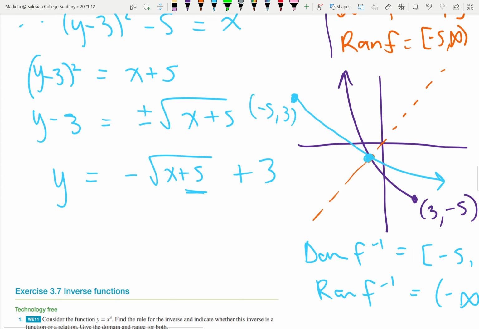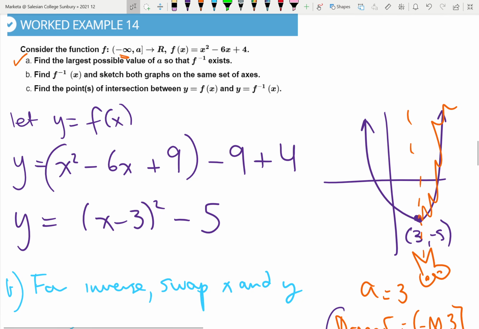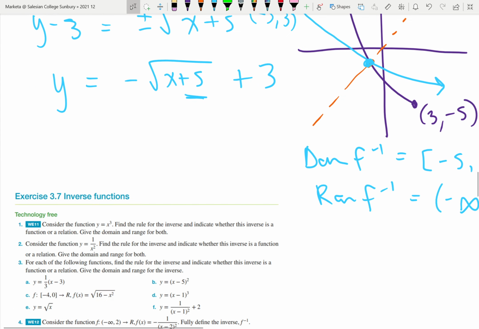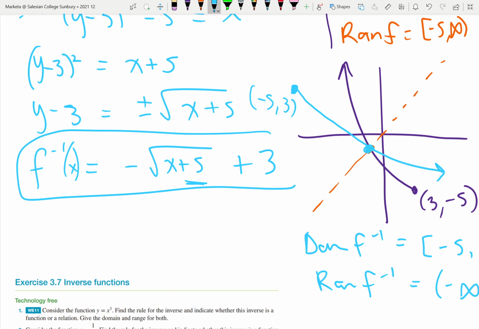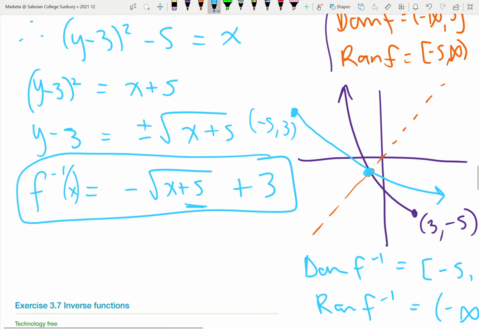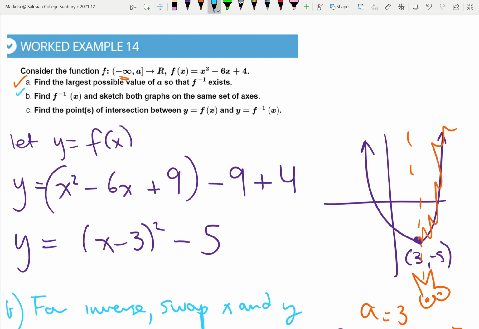So let's change the y to f inverse of x, because that's what we've been asked to do. Find f inverse of x. So f inverse of x, there it is. And we've sketched them both on the same axes. So the last bit is to find the points of intersection.